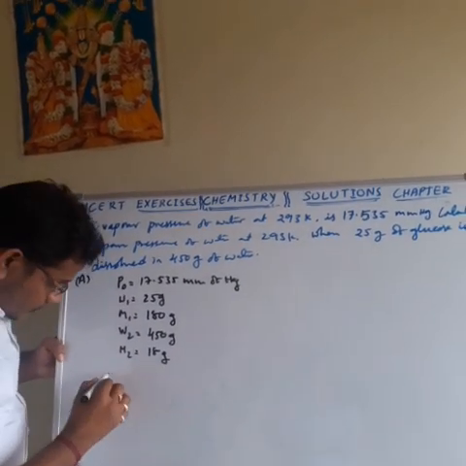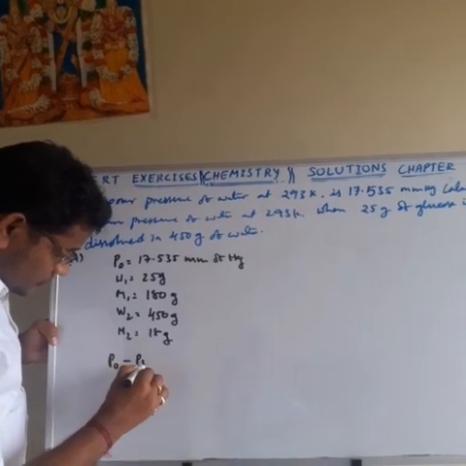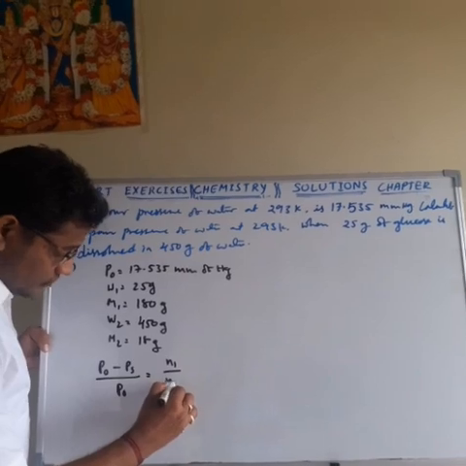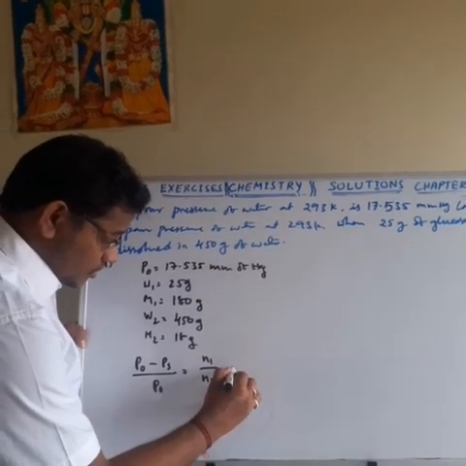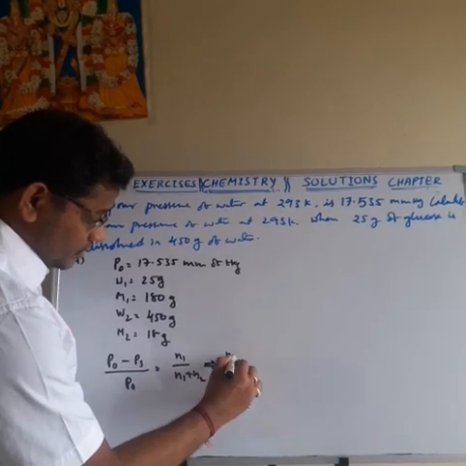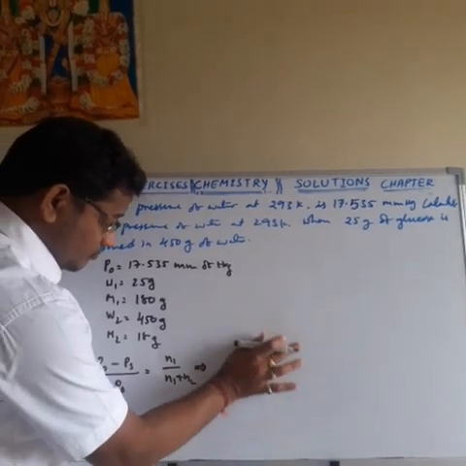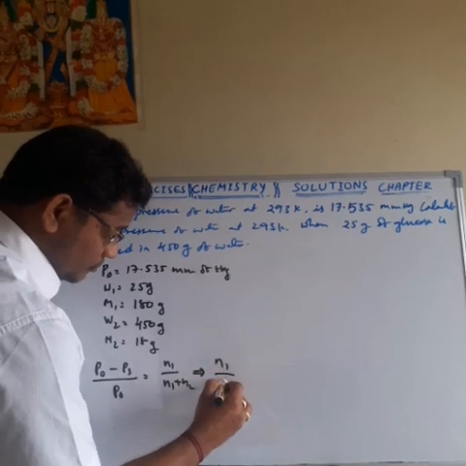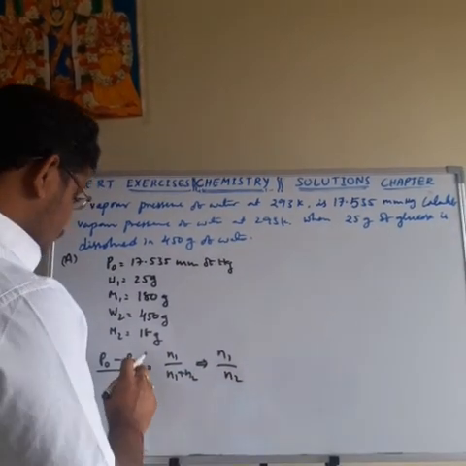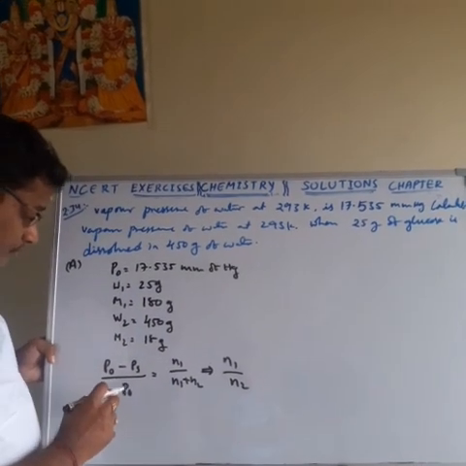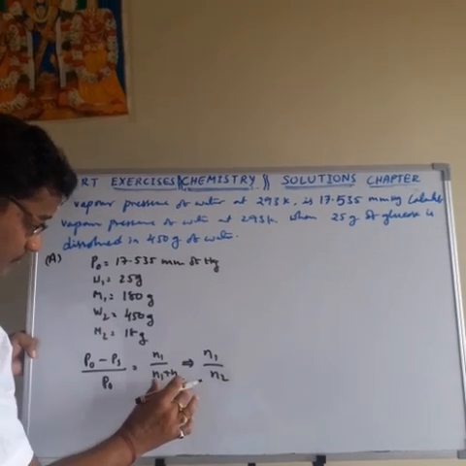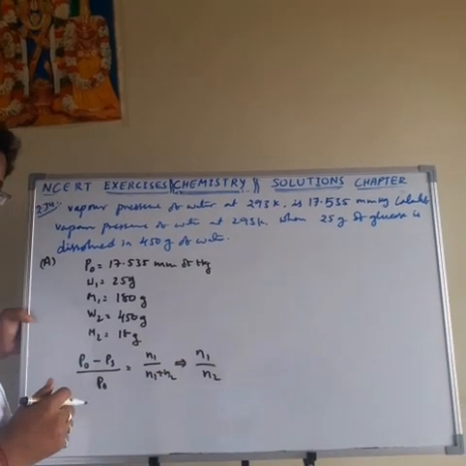So the formula is (P naught minus PS) divided by P naught is equal to N1 by (N1 plus N2), or is equal to N1 by N2. We have to use any one formula. We can use either this one or this one. Here we have to find the vapor pressure of the solution, so that's why I am taking these two values. Both will give the correct value.